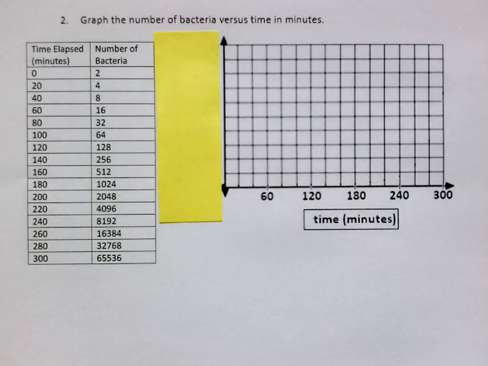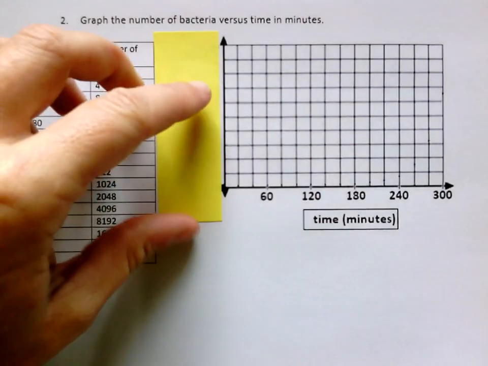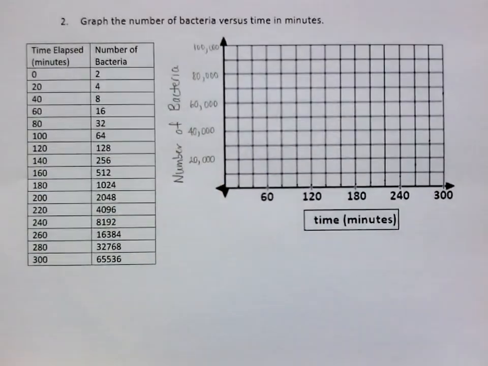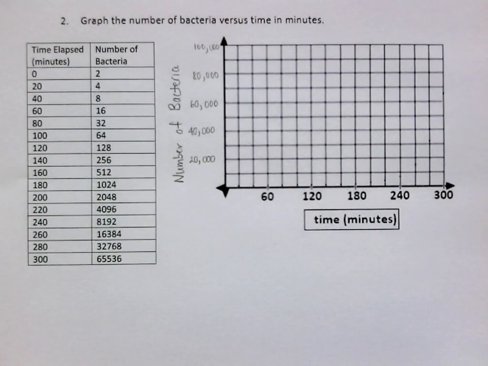An appropriate increment here would be 10,000 bacteria per incremental marking, so we could label our vertical axis something like this, where our maximum number is 100,000. After we've determined the appropriate scale, we can plot the points on the graph.